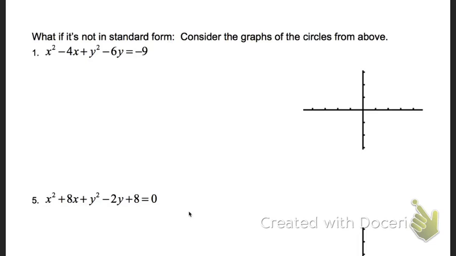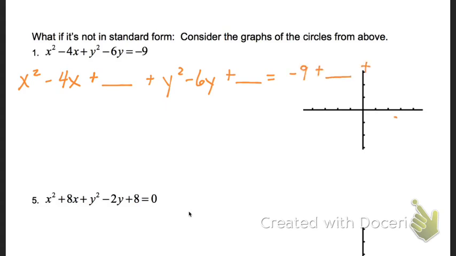So here are the rules for completing the square for a circle, because you have an x squared and a y squared. You're going to keep the x's together, keep the y's together, and move the number over. So it's already set up really beautifully for us, right? I'm going to rewrite this equation by putting some blanks in there: x squared minus 4x plus blank, plus y squared minus 6y plus blank, equals negative 9 plus blank plus blank. So I've got 2 of them.